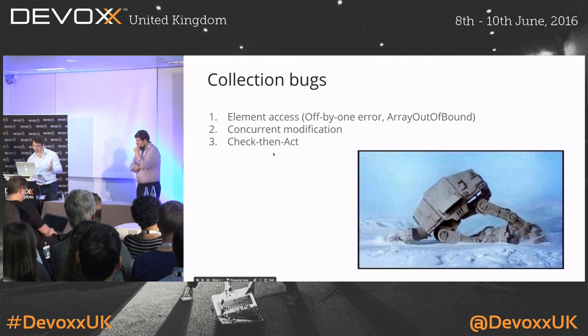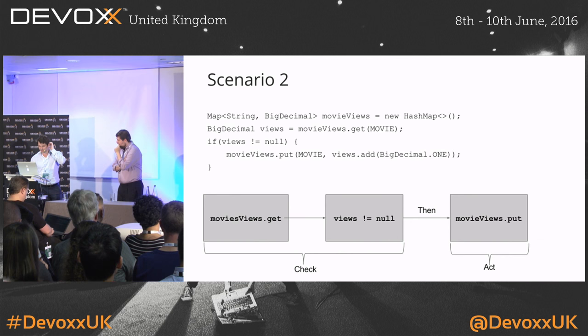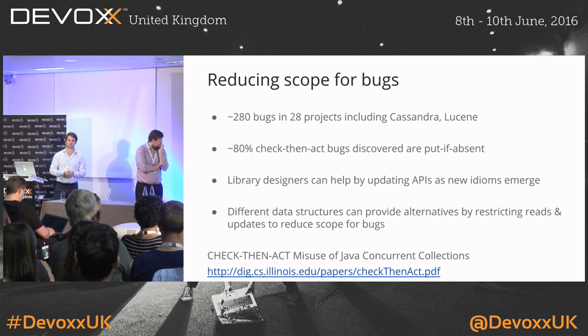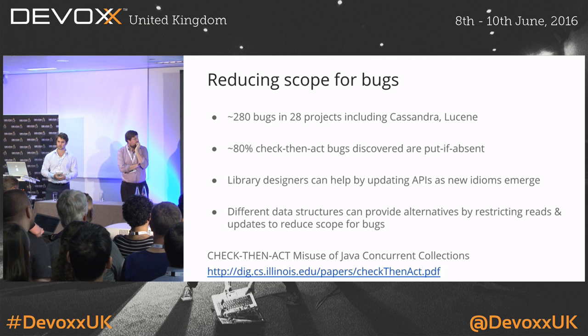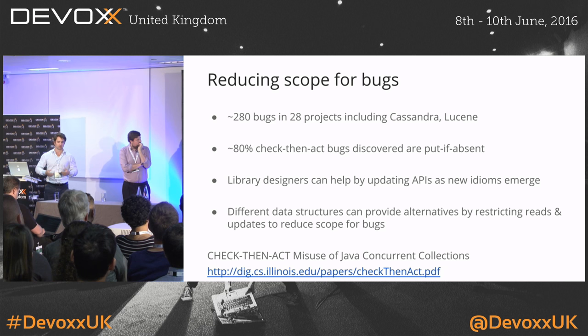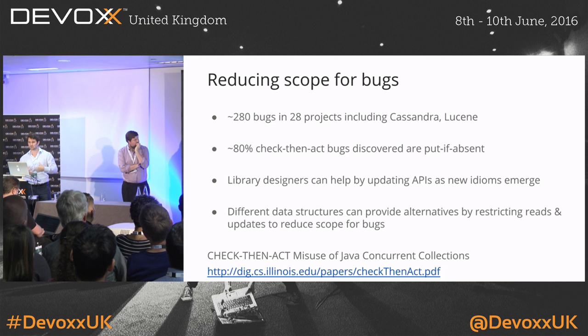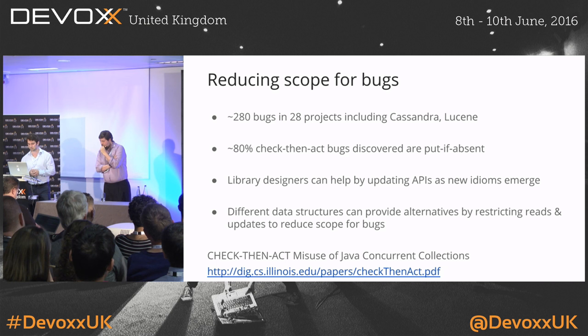And the last one, the check-then-act bug, is actually an interesting one. There's some research that has looked at several open source projects like Cassandra and Lucene, so some projects that are quite popular. And they wrote a static analysis tool to detect those kinds of bugs. And they found around 280 bugs in over 28 projects. And the majority of those bugs were similar to what we've shown, put-if-absent. So if there's no value, then we will act on that and insert a new value in the map or in a queue, etc. Okay.